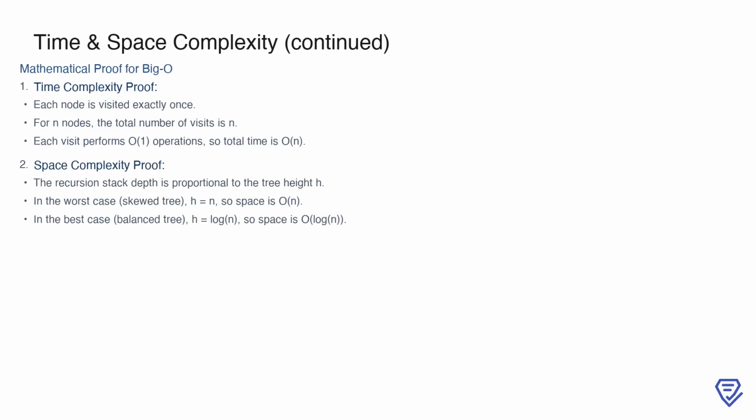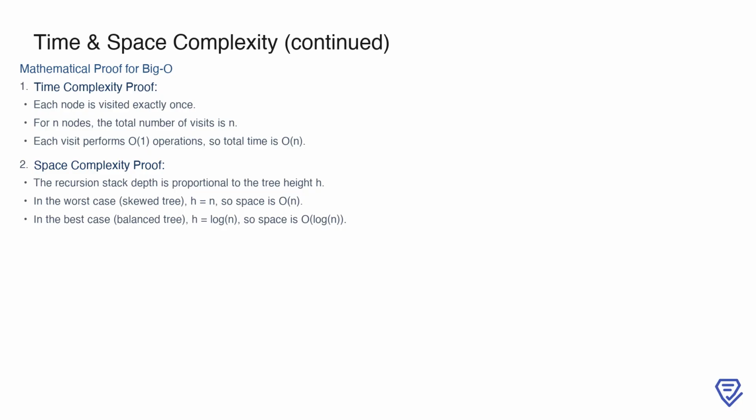Finally, let's formalize the time and space complexity using a mathematical proof. For time complexity, recall that each node in the binary tree is visited exactly once during the DFS traversal. With n nodes in the tree, this means the total number of visits is n. Since each visit involves a constant amount of work, the total time complexity becomes O(n). For space complexity, consider the depth of the recursion stack. This is directly proportional to the height of the tree, h.